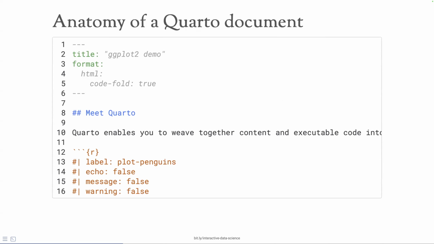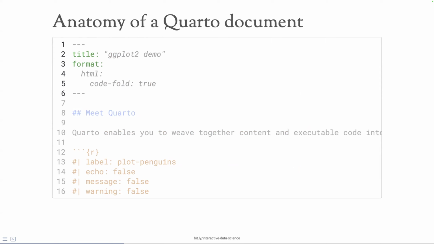So first, the anatomy of a Quarto document. A Quarto document has an extension QMD. The first part that we're going to talk about is what is called the YAML heading. It is denoted by these 3 dashes and then key value pairs within these dashes. The key, for example, can be title and the value is ggplot2 demo. And the YAML heading contains the metadata for your document.